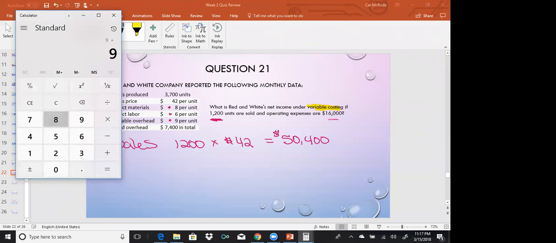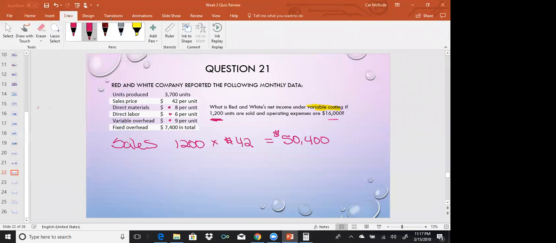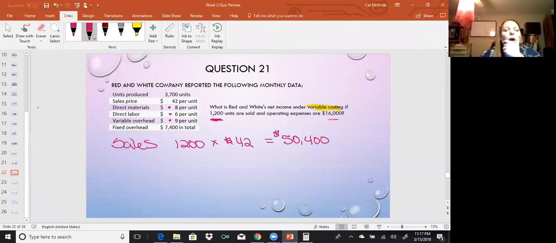9 plus 8 plus 23. 6. Something has to work. 23. Thank you. So our cost under variable costing is the 8 plus the 6 plus the 9 times 1,200 units.